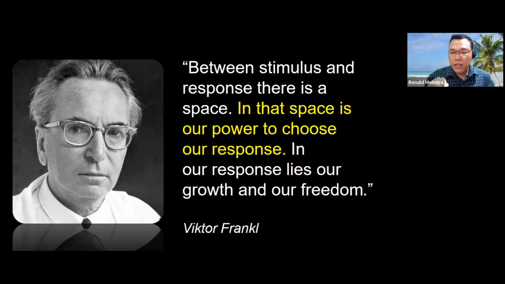At sabi niya, hindi lahat ng external factors would determine your action. Why? Because you have your free will. In that space is your power to either grow or be subjected to negativities. Your choice, mga kapatid. And that's self-control.